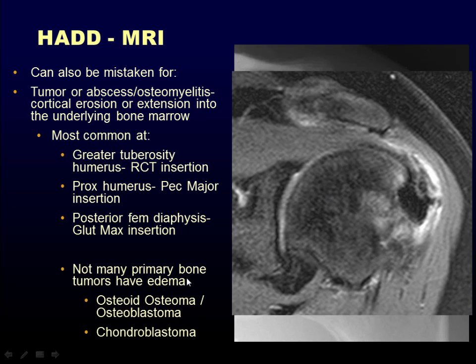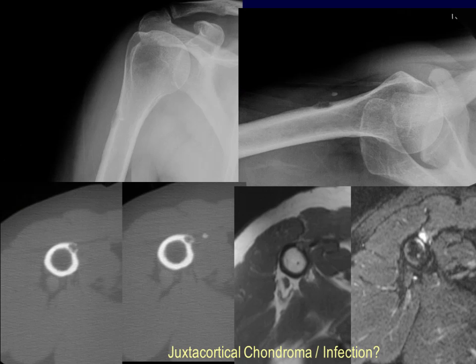Not a lot of primary bone tumors have edema around them. You'll see it with osteoid osteomas and osteoblastomas. You'll see it with chondroblastomas. Not a lot of other tumors will do that, not even metastases. So when we're seeing that and it's in line with the tendon, we have to think about hydroxyapatite deposition. Rotator cuff tendon is a very common site. So is the pec major.